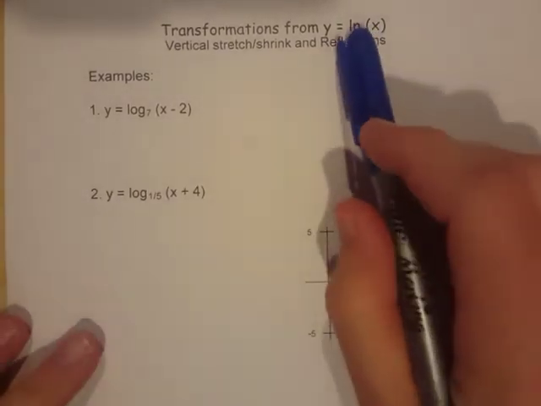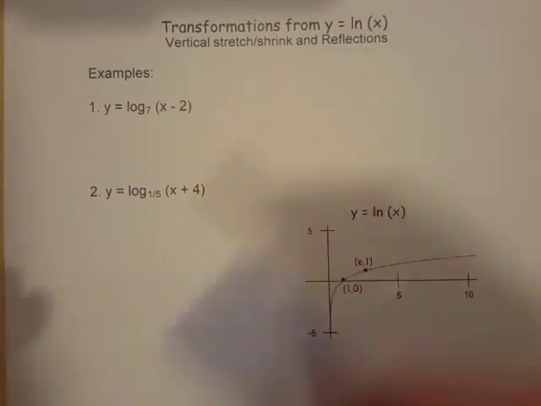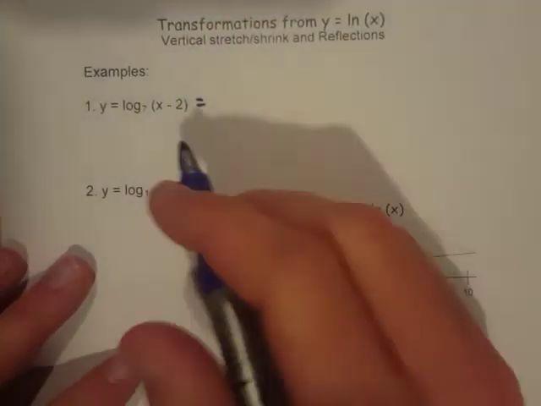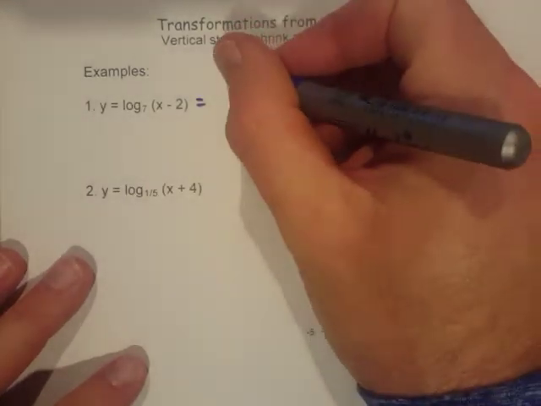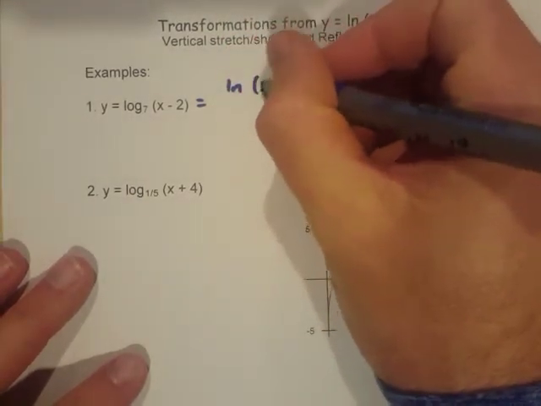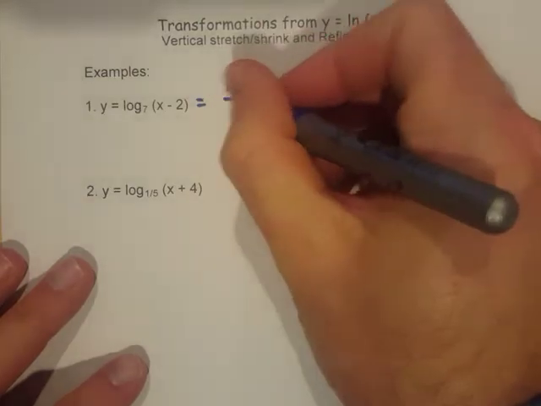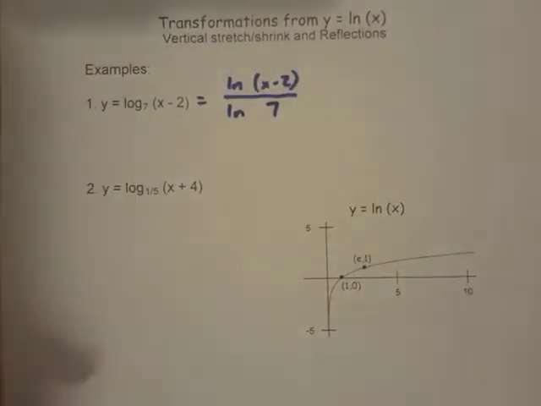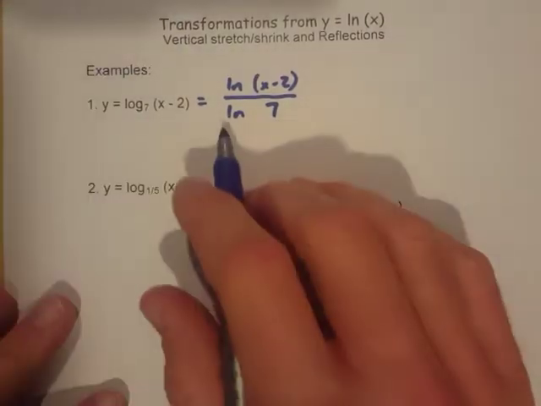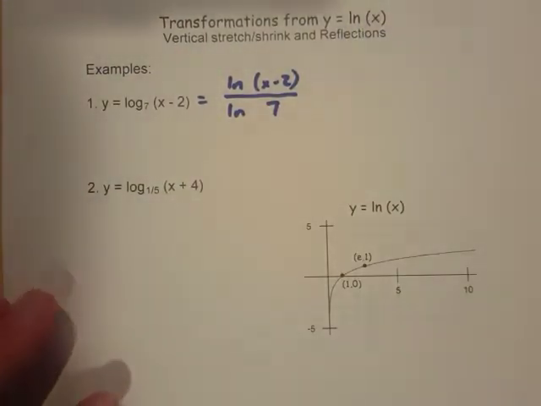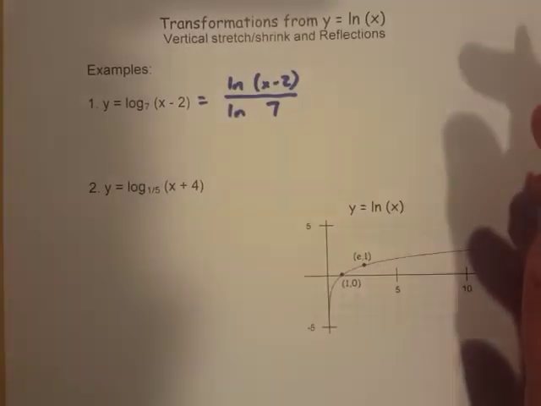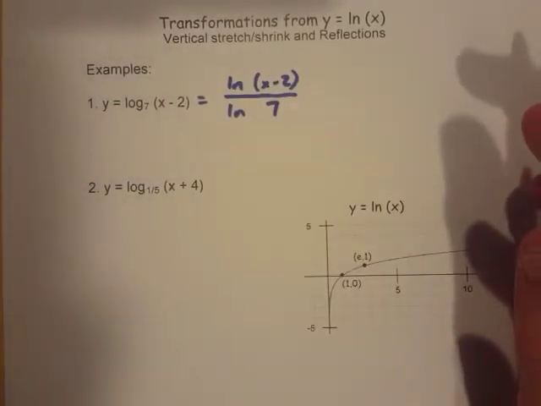Now, since we want ln as the parent function, when we use the change of base here, we're going to specifically pick the ln version of it. So that would look like ln of x minus 2 divided by ln 7. All right, so that way we have ln's in here. We're going to be splitting this up with ln's, and that way we won't have to worry about the base.